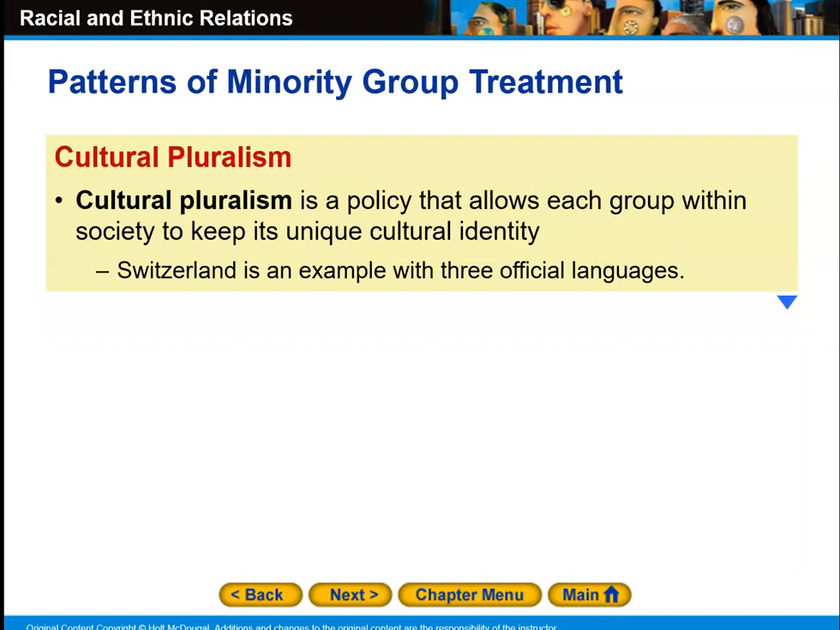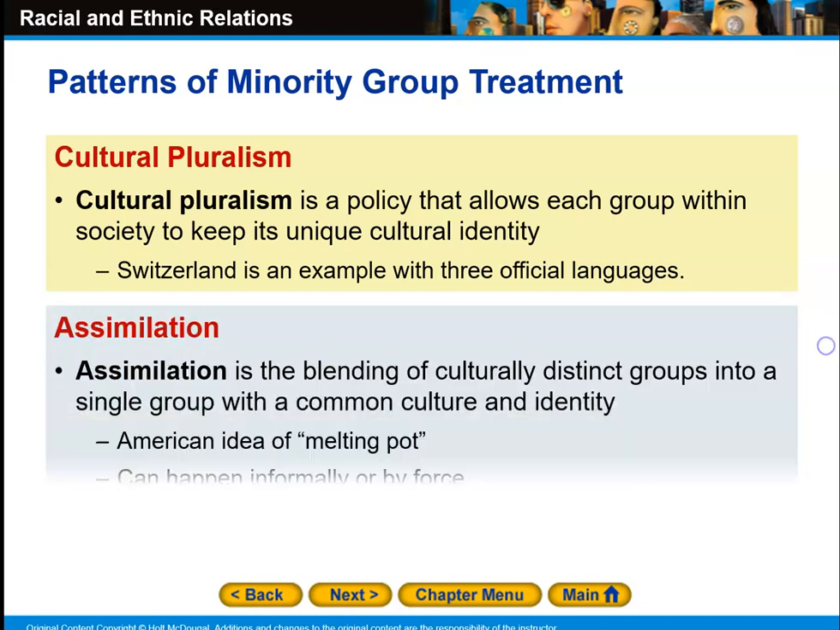Cultural pluralism is a policy that allows each group within society to keep its unique cultural ideas. Switzerland is an example with 3 official languages: French, Italian, and German. Assimilation is the blending of culturally distinct groups into a single group with a common culture and identity.